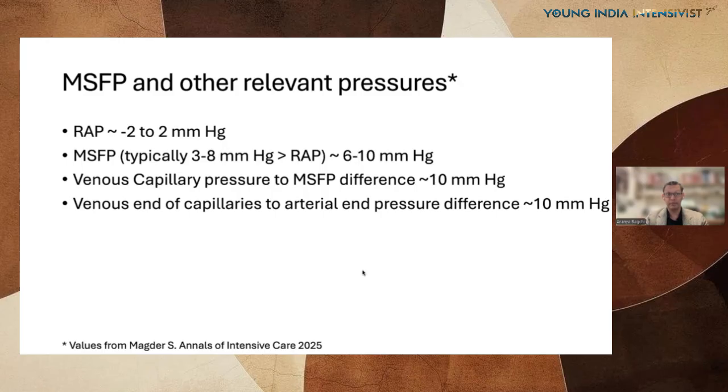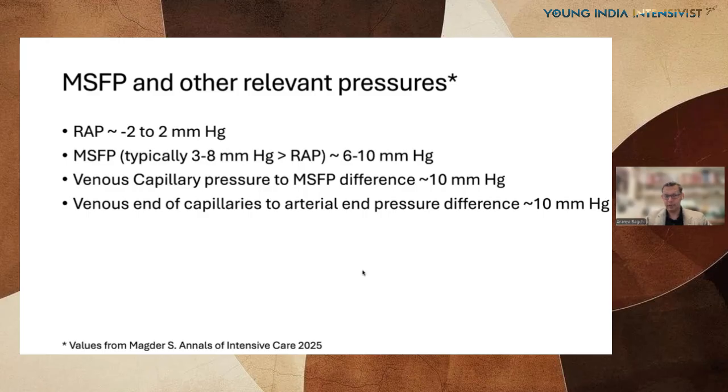Now, the pressure in the capillaries, to allow blood to continue to flow into the veins, has to be higher than the mean systemic filling pressure. And experimental data suggests about 10 millimeters higher. And the gradient across the capillaries themselves is about 10 millimeters from the arterial end to the venous end. So what does that mean? Say you've got somebody with a CVP of 2, we can assume that their mean systemic filling pressure is between 8 and 10 millimeters of mercury. Their capillary pressure, now add 10 to that, is 20 millimeters of mercury, and the arteriolar end of the capillary is about 30 millimeters of mercury.